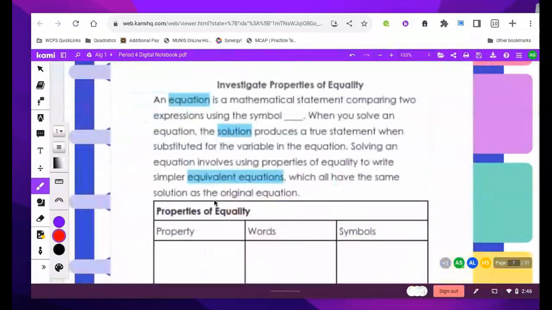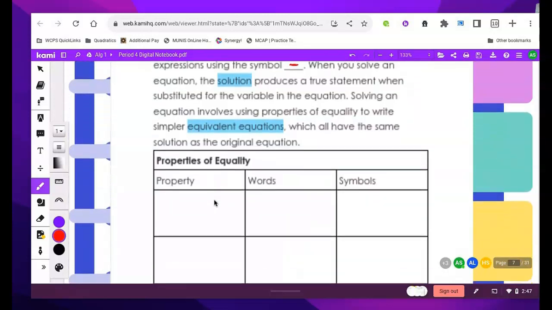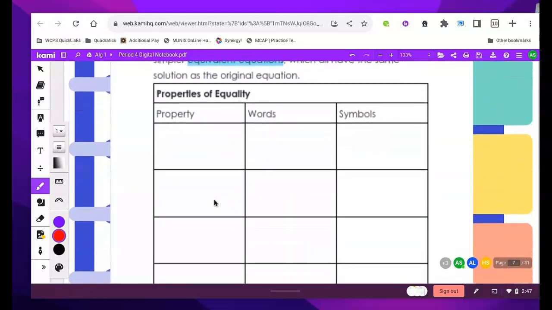An equation is a mathematical statement comparing two expressions using the equal sign. When you solve an equation, the solution produces a true statement when substituted for the variable in the equation. Solving an equation involves using properties of equality to write simpler equivalent equations, which all have the same solution as the original equation. So let's go ahead and look at the four properties.